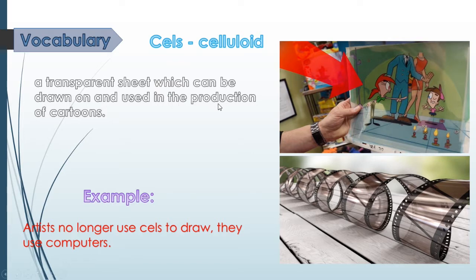Cells, or celluloids, okay? Cells is the short word for celluloids. It's the transparent sheet that artists use to draw pictures on. They used to do this in the past, but they don't do this now because they can draw things on the computer. Celluloid was put in films, but we don't use it now because technology allows us to take pictures digitally, so this is outdated. Here's an example. Artists no longer use cells to draw, they use computers.